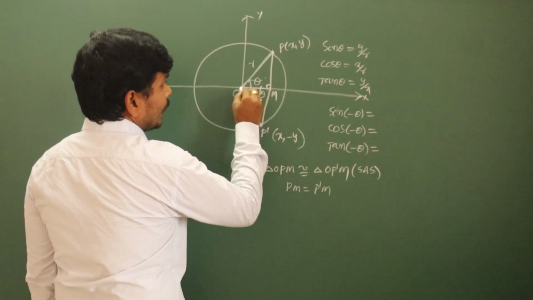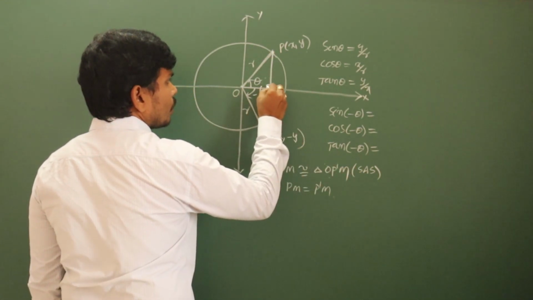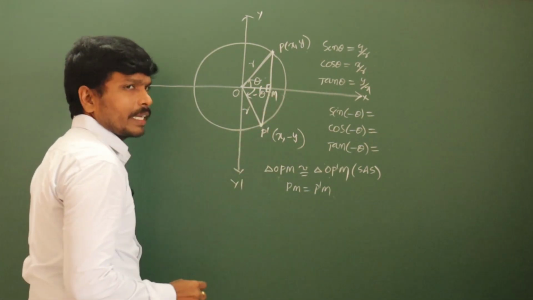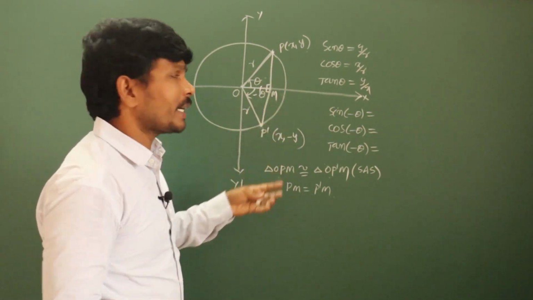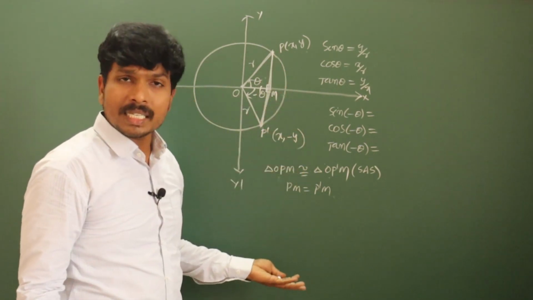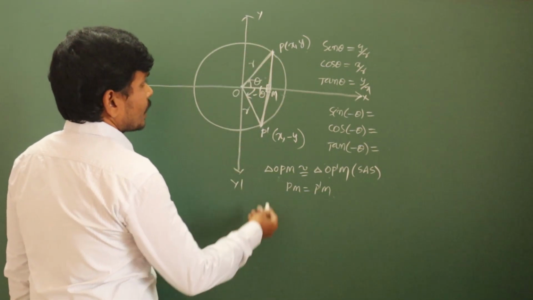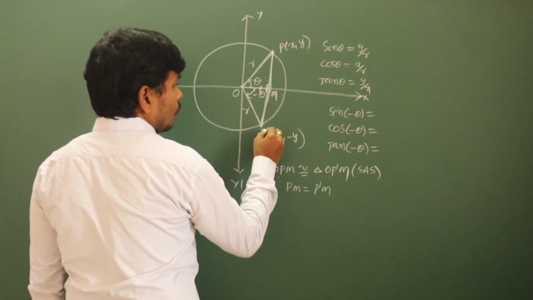Angle OMP is the same as angle OMP dash, so it is 90 degrees. Definitely it is 90 degrees. 90 degrees plus 90 degrees is 180 degrees, then definitely it is a straight line. PM P dash is a straight line only, no? So it is a straight line, and PM is equal to P dash M.